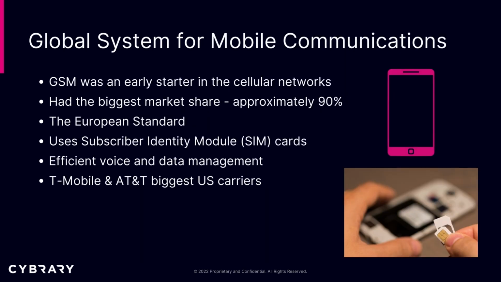So let's talk a little bit more about the Global System for Mobile Communications, or GSM. The GSM network was an early starter on the carrier networks with approximately 90% of the cellular market worldwide. The GSM network was actually a European standard and provided worldwide coverage. So the European nations made that a standard, and that's what they built on. Now, the mobile device connects to the GSM network via a piece of equipment called a subscriber identity module, or card. This is a SIM card that you and I probably have come to know.